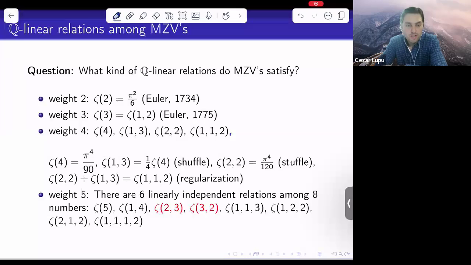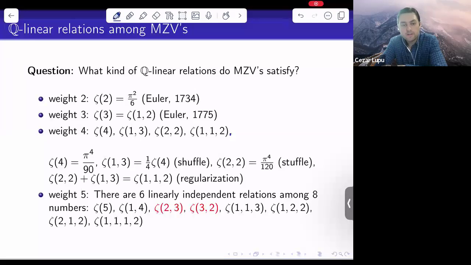Okay, the situation will get complicated starting from weight 5. There are 6 linearly independent relations among the 8 numbers. So in weight 5, we have these 8 numbers that you see: zeta of 5, zeta of 1, 4, zeta of 2, 3, zeta of 3, 2, zeta of 1, 1, 3, zeta of 1, 2, 2, and so on, and also we have a quadruple zeta.